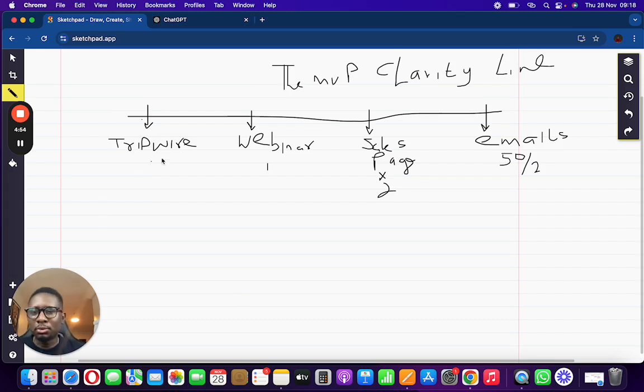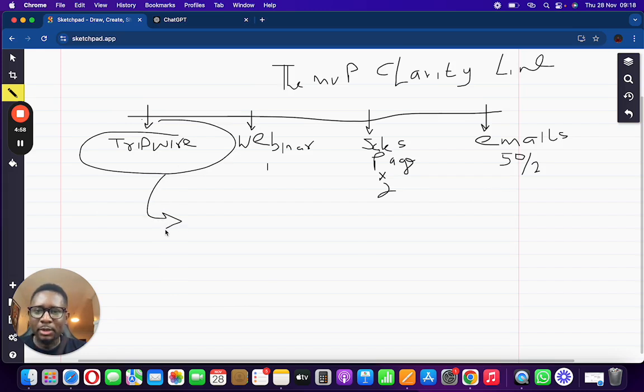And the first thing to do when you want to create your tripwire is to be clear on your audience. I've said that a lot of times already. So we're going to get into how to be clear on the audience. So the first thing you need to do if you want to be clear on your audience is to know the destination you want to take people to. What is the one thing you want to do?